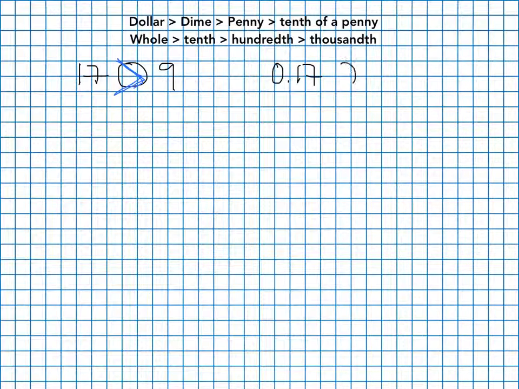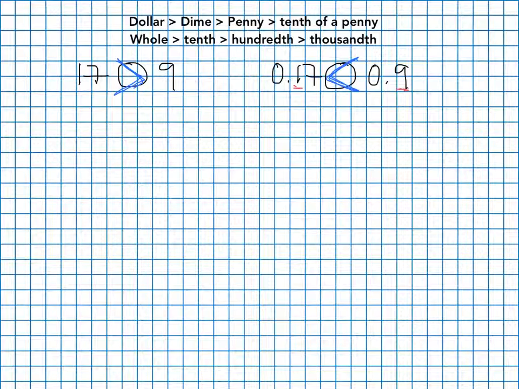0.17 and 0.9. Well, ladies and gentlemen, when we're comparing decimals, we can do one of several things. We can change it to dollars: would you rather have 90 cents or 17 cents? Or we can look at the first numbers. When looking at decimals, we look at the first number, and whichever is greater: 9 or 1, well, 9 is greater. So 17 hundredths, or 0.17, is less than 0.9.